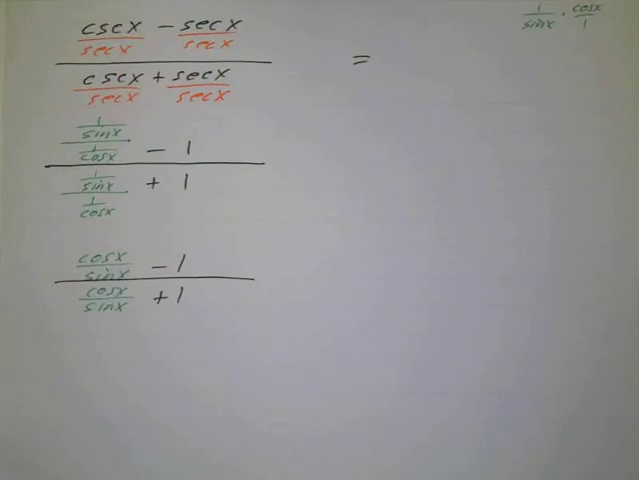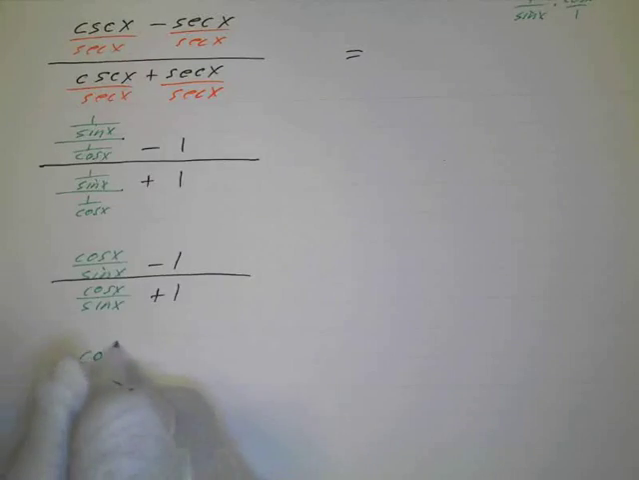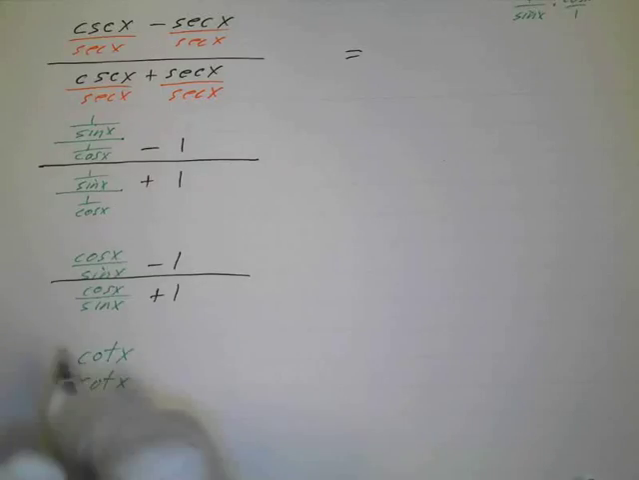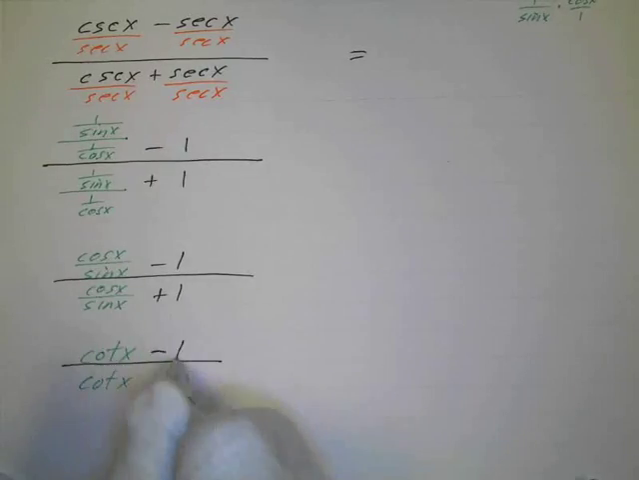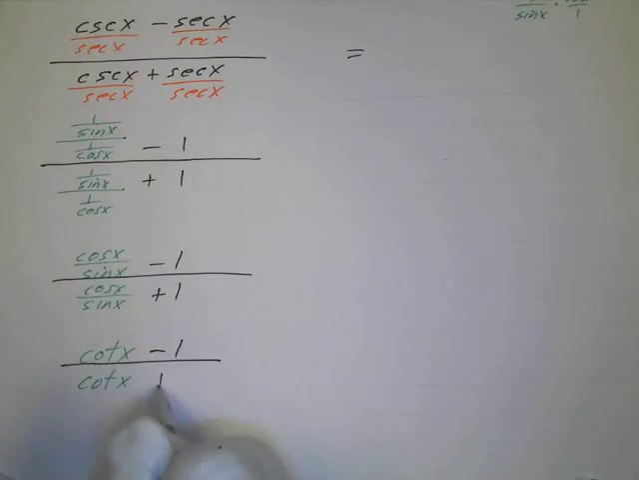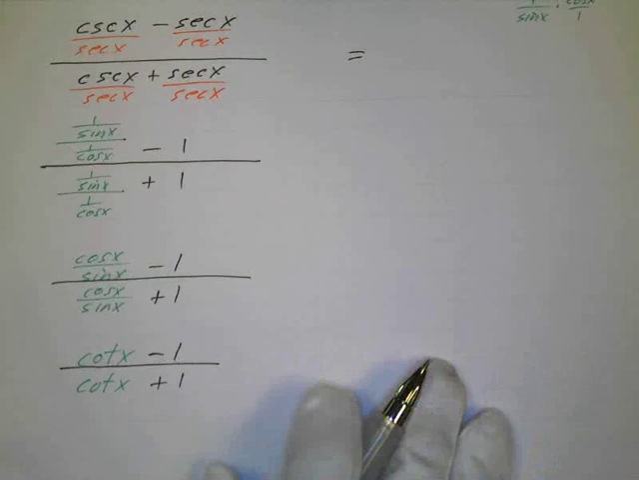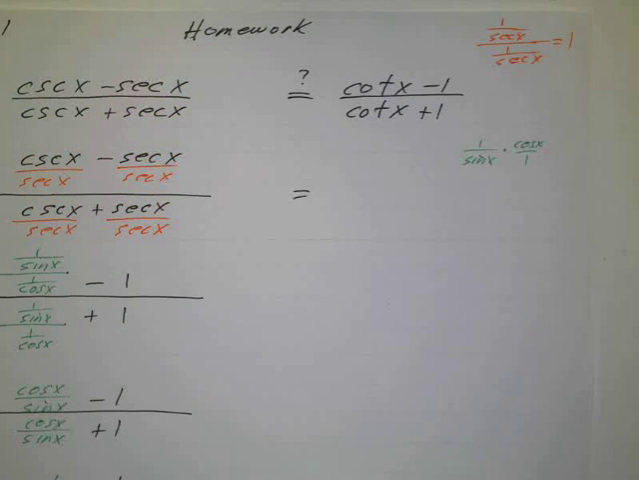But what is the cosine over sine? Cosine over sine is the cotangent. So I've got the cotangent of x on the top and the bottom. So that's a cotangent of x, and this is minus 1. And that's a cotangent of x, and this is plus 1. And it looks like that's what I wanted to prove.